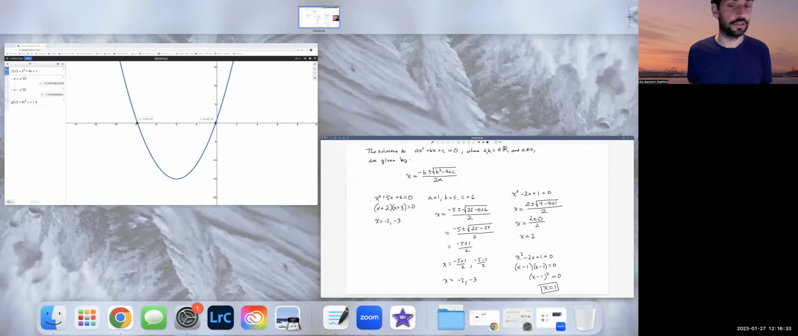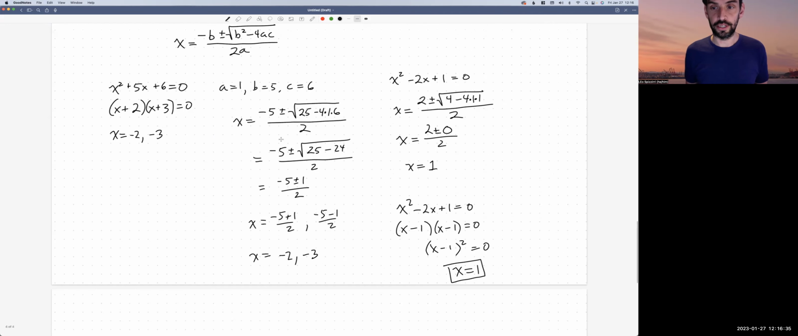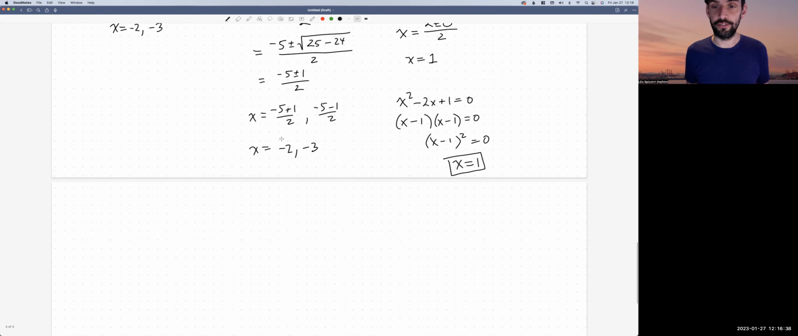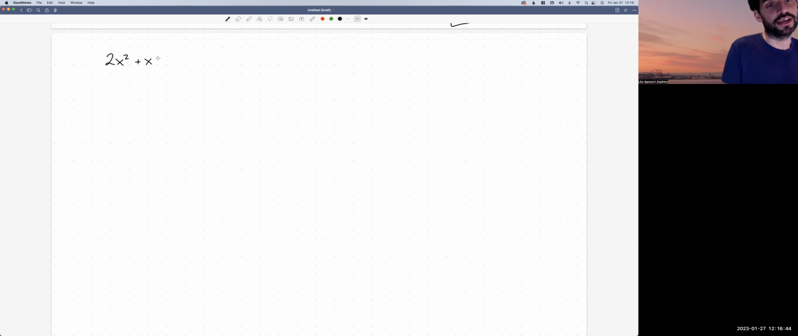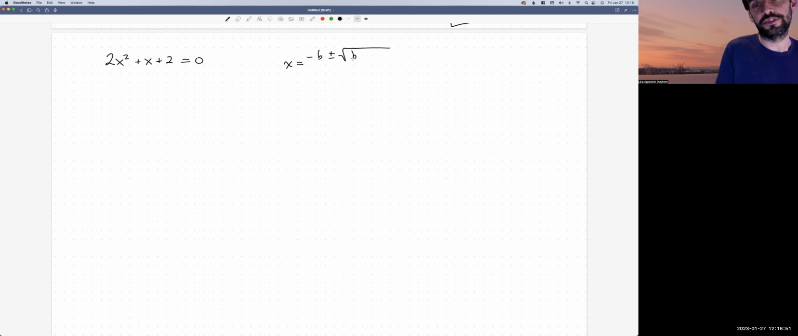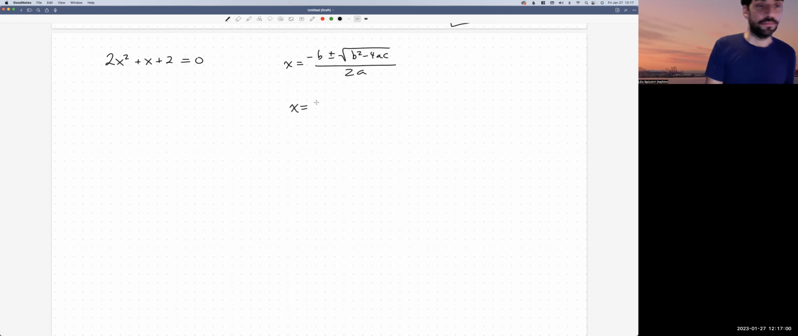And whoops. Let's do one more example, and then we'll look at all three of these on a graph. Let's do one more example. We've got, let's look at 2x squared plus x plus 2 equals 0. Again, we want x equals negative b plus or minus the square root of b squared minus 4ac all over 2a. So that gives us our solutions. A is 2, B is 1, C is 2.